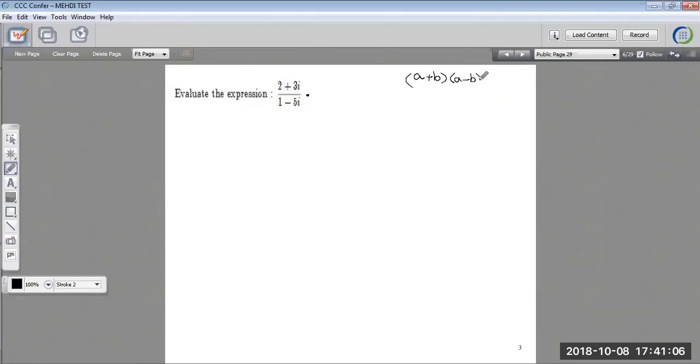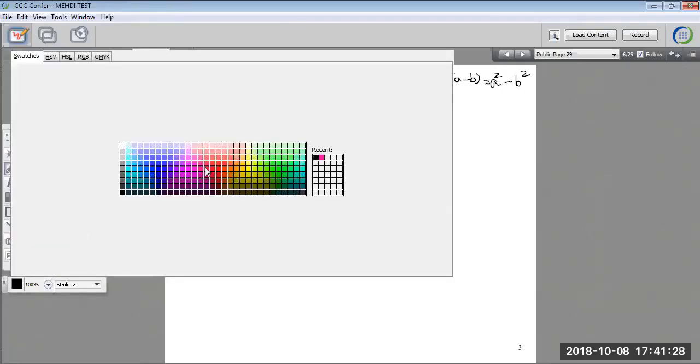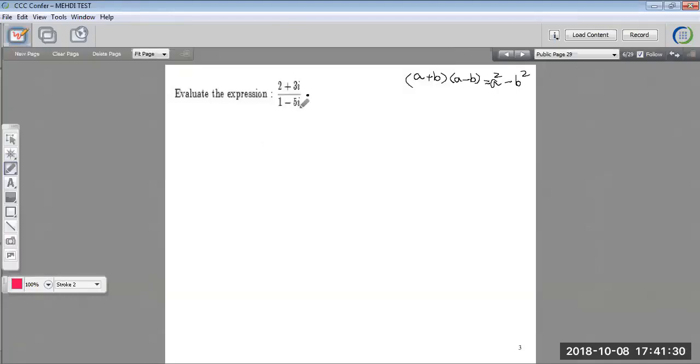Every time you multiply a binomial, a plus b, by its conjugate, which is a minus b, you create a difference of squares. So here you have a squared minus b squared. Now these squares eliminate any complex number or radical that you may have in your binomial. So in this case, I need to multiply the top and bottom of the fraction by the conjugate of 1 minus 5i. The conjugate of 1 minus 5i is 1 plus 5i.